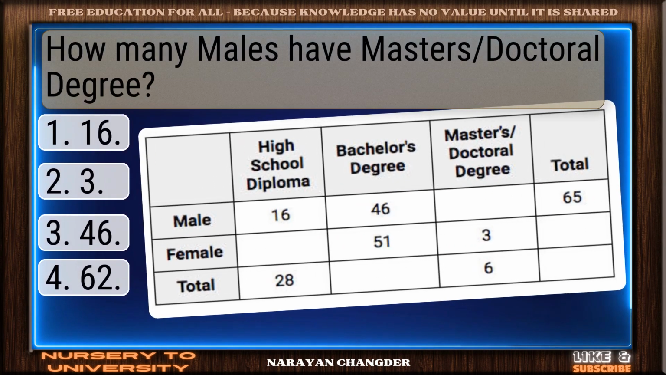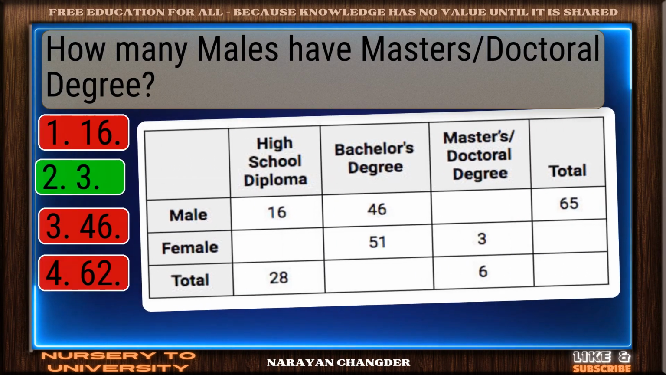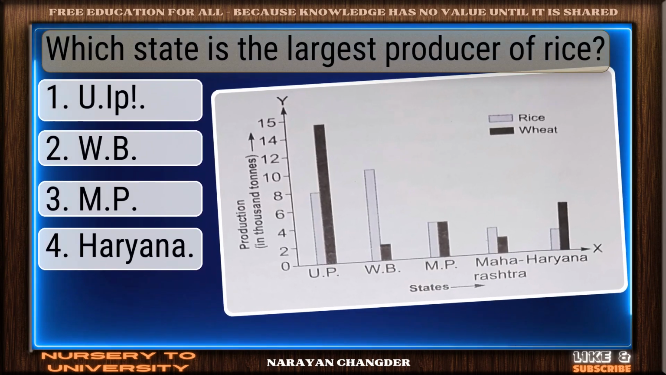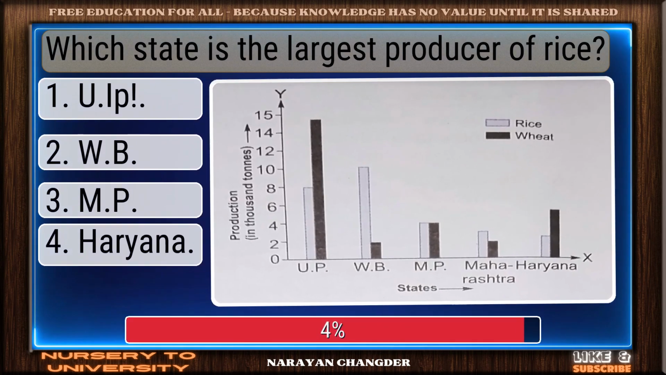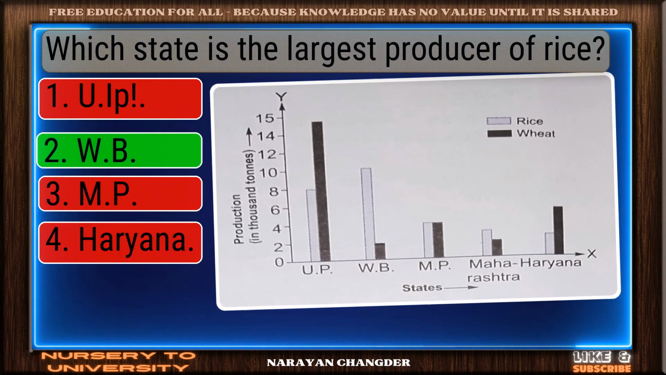How many males have a master's or doctoral degree? Excellent choice. 3 is right. Which state is the largest producer of rice? Correct. WB is spot on.